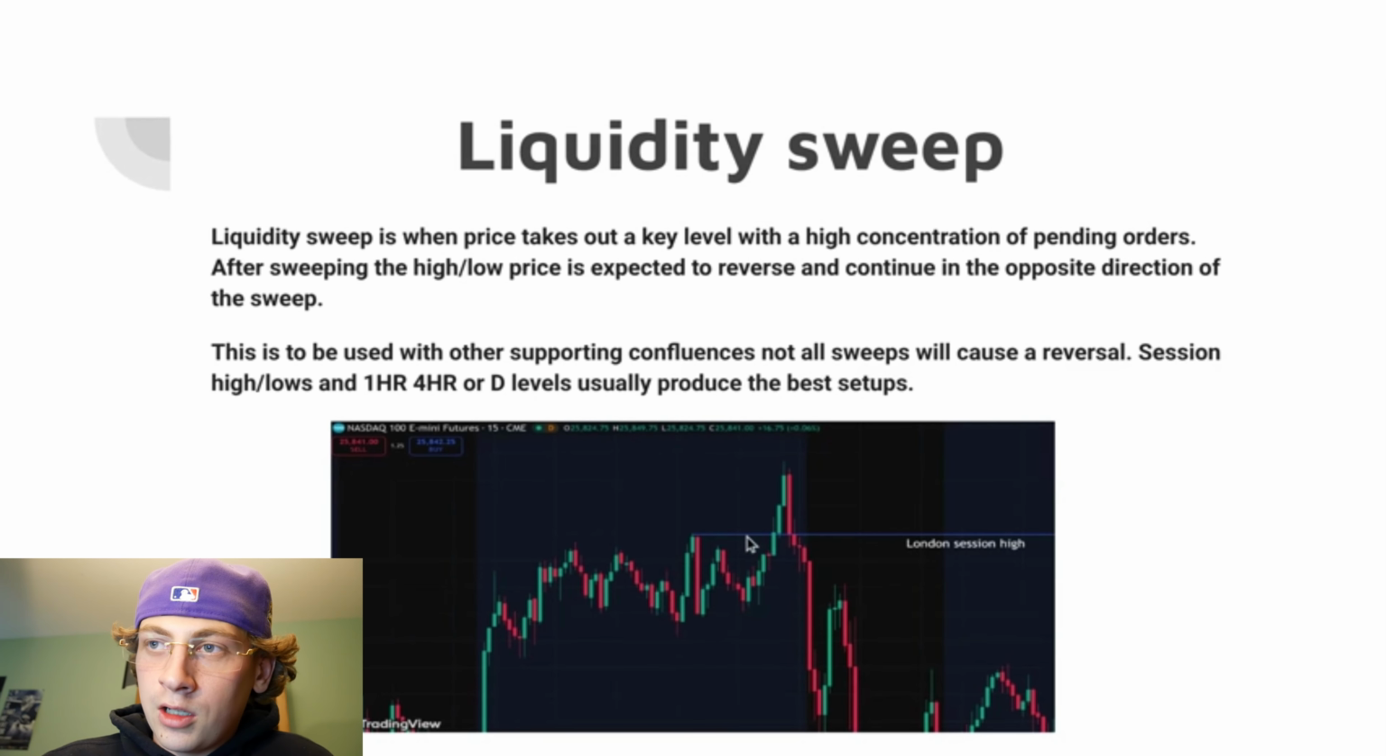As you can see on this chart here, this was the London session high. Price takes it out, and we get the break of structure down, closing below this low, and we get a fair value gap on the way down, which gets filled, and that would be a good entry there. But you can't just take every liquidity sweep trade, because you will lose. They're not all going to play out like this, so you need to make sure there are supporting confluences to go with it.